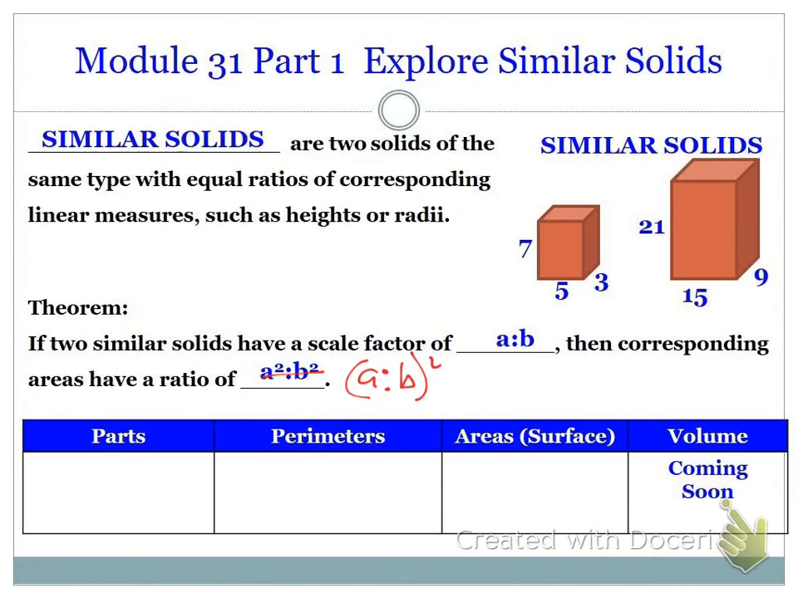Okay? We've seen this table before when we did our two-dimensional areas. It's still the same now as it was then, right? Parts and perimeters, these are both linear measurements. So when you compare those between two similar solids, that comparison, that ratio, should be equal to the scale factor.